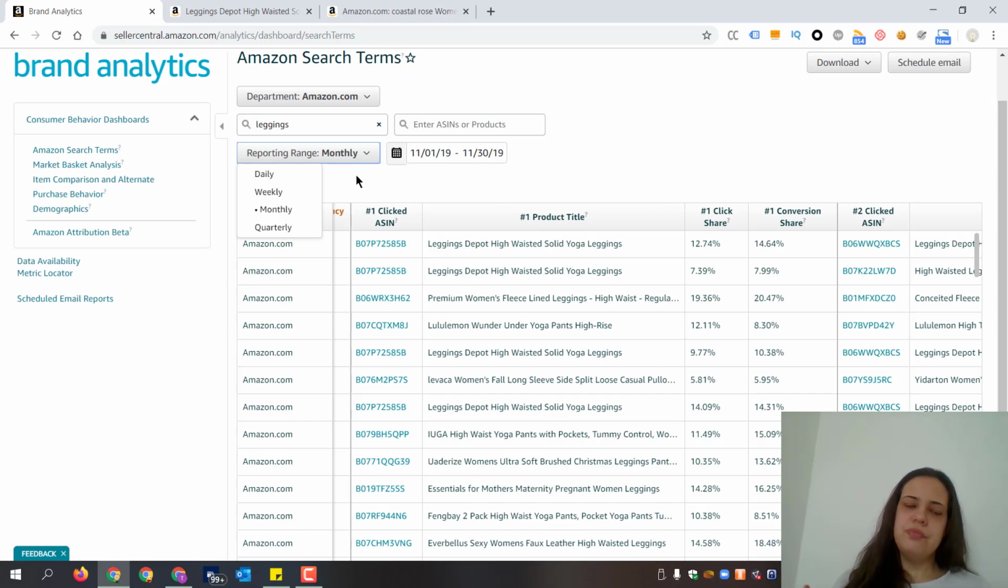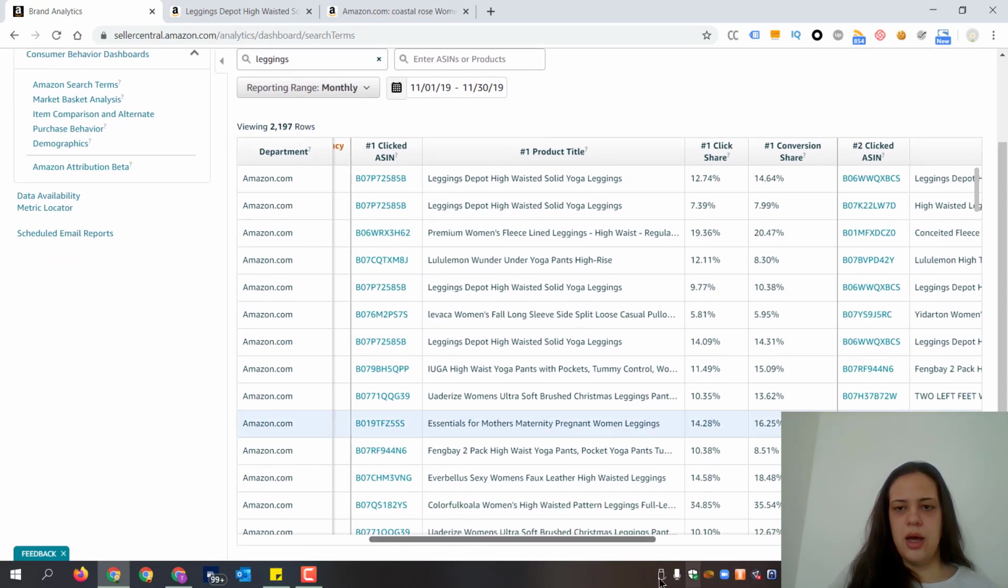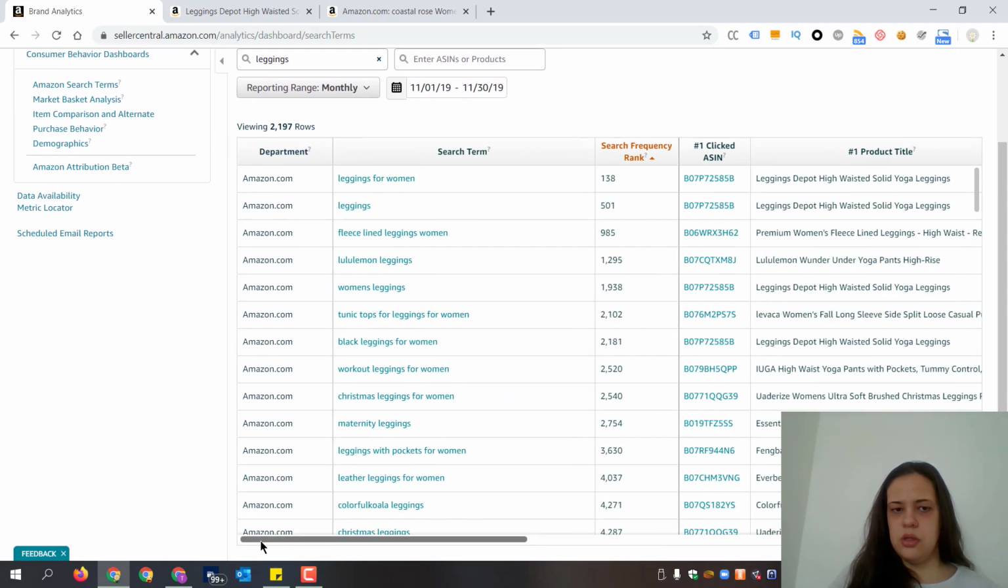But if you want to identify trends and see which competitor truly is winning that race of getting ranked for a specific highly qualified search term, then choose longer date ranges like monthly or quarterly. In this case, we're going to go for monthly. Now we have a full report according to our specified criteria here. And here you can see the search terms, the departments, search frequency rank.